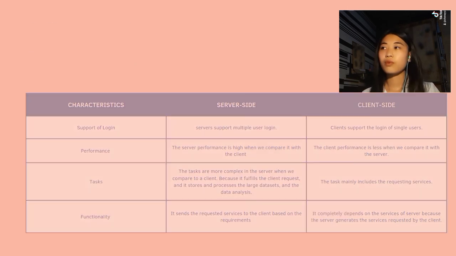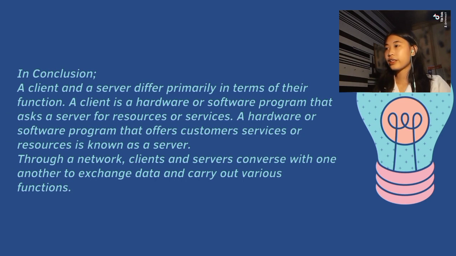by the client. So in conclusion, a client and the server differ primarily in terms of their function. A client is a hardware or software program that asks a server for resources or services. A hardware or software program that offers customer services or resources is known as a server. Through a network, clients and servers converse with one another to exchange data and carry out various functions.